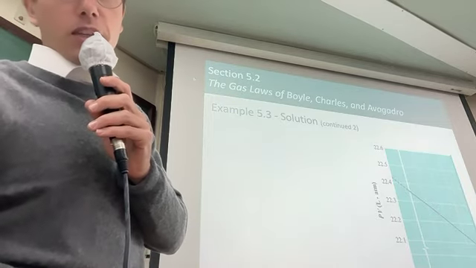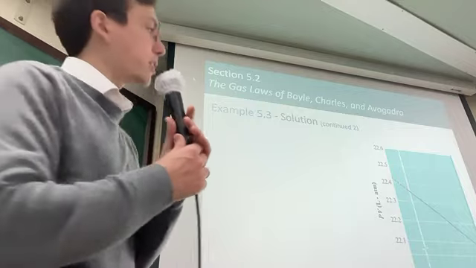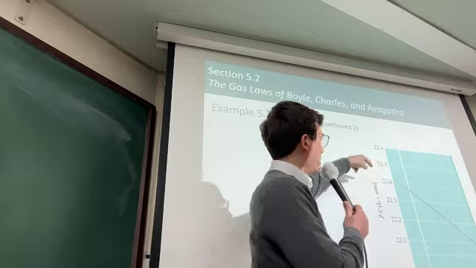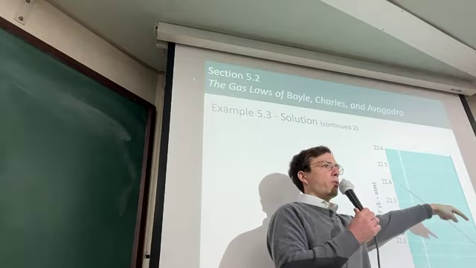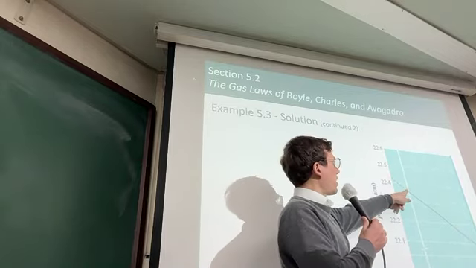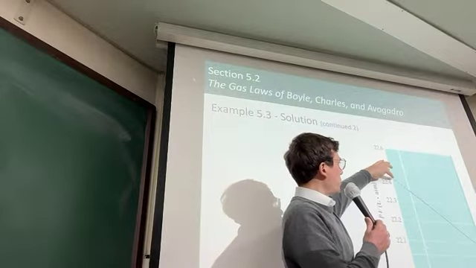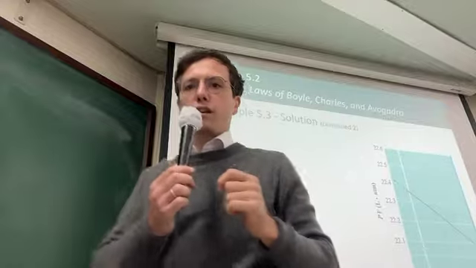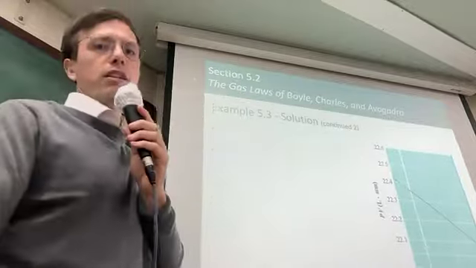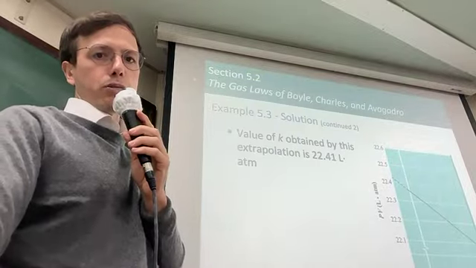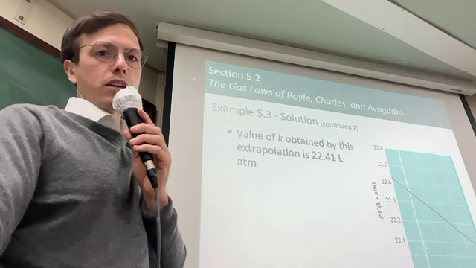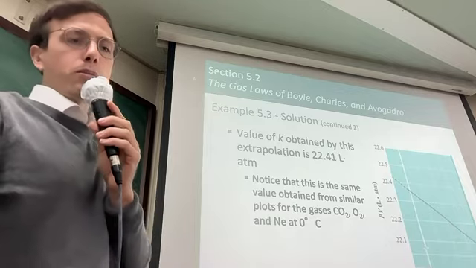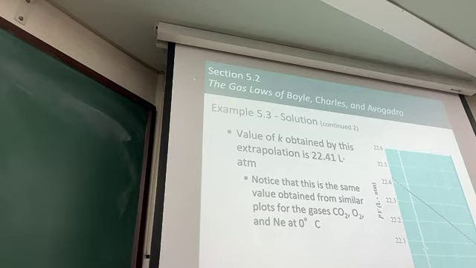law. And what you can now do with this is you can actually extrapolate also the K value, because you can see that K is roughly linear with the pressure. So you can extrapolate this here to the value of 0 pressure. Then you can get the value for K for an ideal gas. And that would be now 22.41 liter atmosphere. Okay, and this is apparently exactly the same value as for other gases.